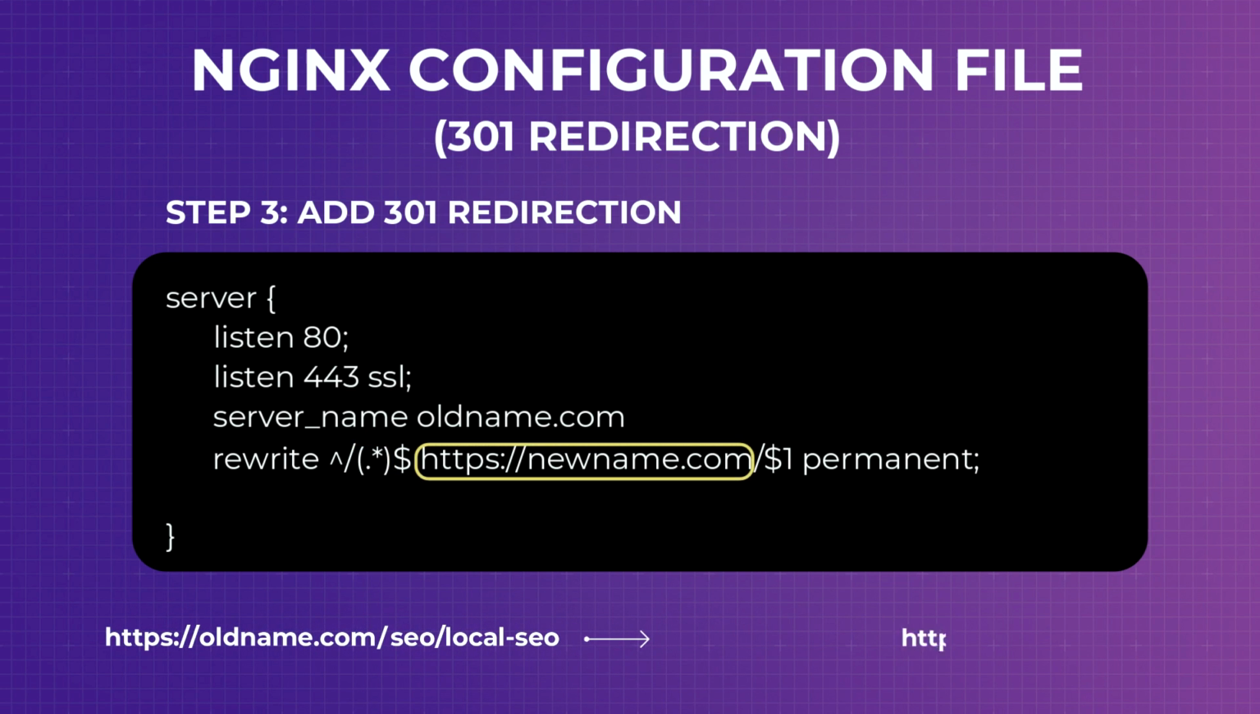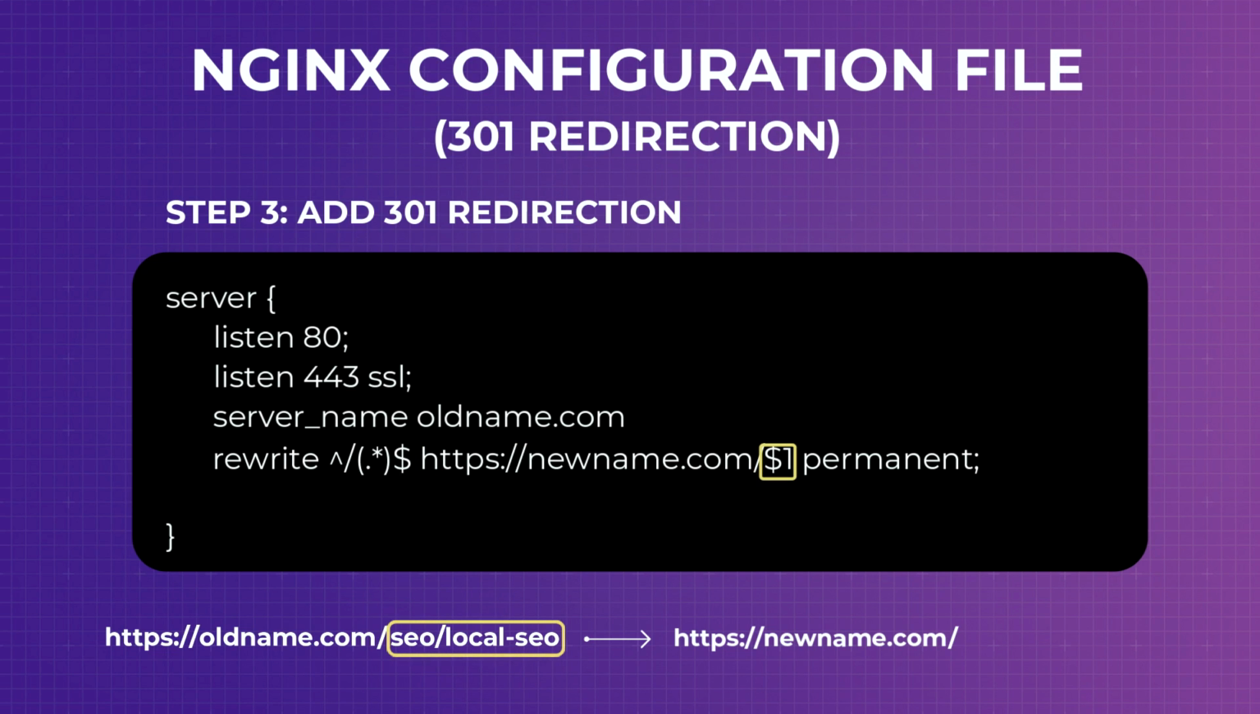Then you want to add the URL of your new domain, / and $1. So whatever URL slug found on your old domain will be added to this $1 as the destination URL for redirection. Finally, the permanent simply means a 301 redirect.